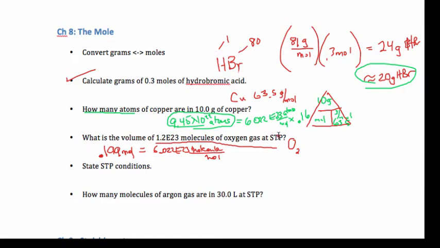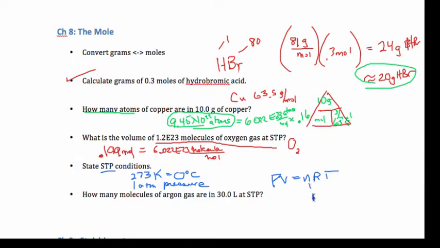Okay, I hope that you remember that at STP, which is standard temperature and pressure, let's just do this right away because this is right here. What is STP? Standard temperature and pressure. That is 273 Kelvin, which is the same as 0 degrees C, and 1 atmosphere pressure.